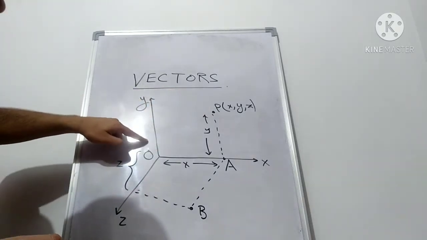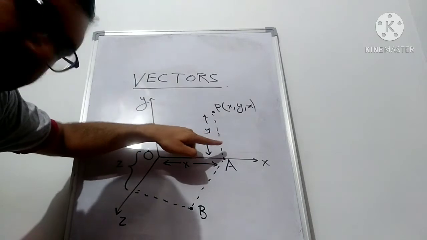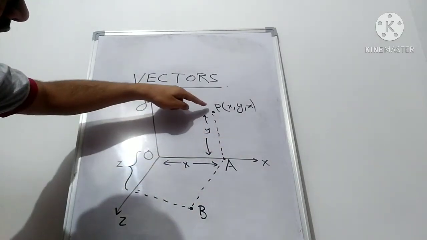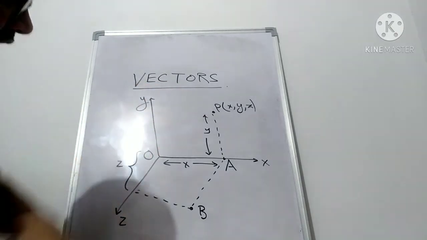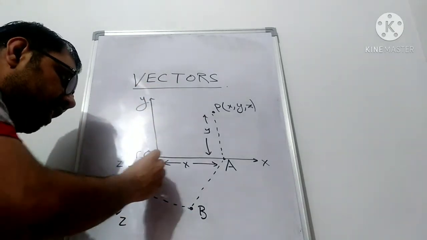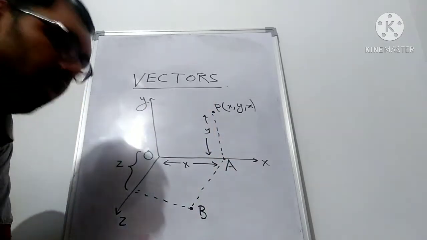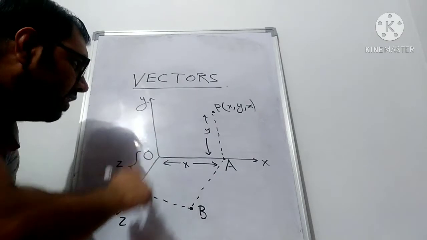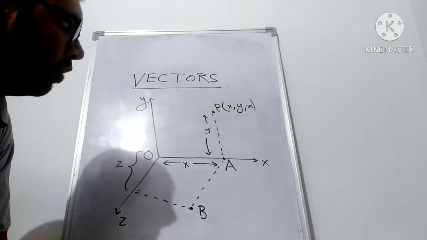So the coordinates are x comma y comma z, which means in order to reach this point P from the origin, I need to move distance x along the x axis, then distance y along the y axis, and then distance z along the z axis. If these 3 distances are traversed along the 3 respective axes, then I am able to reach this point.